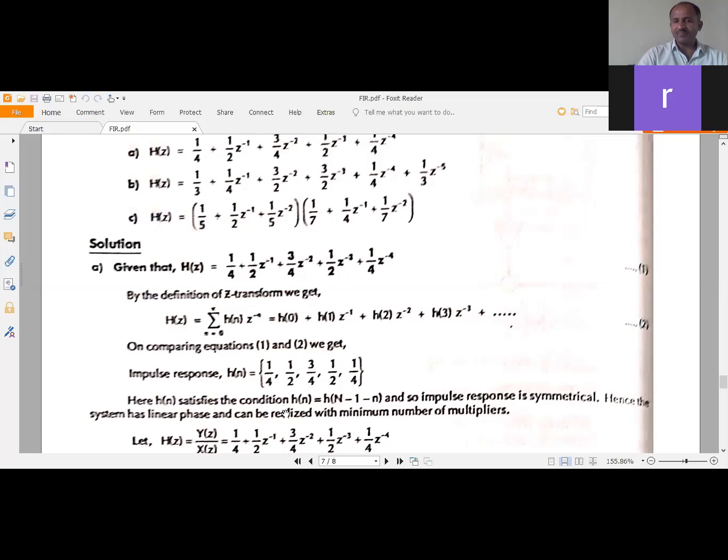And similarly, h of 1 is equal to h of 3. So this is the center of symmetry. This 3 by 4 is the center of symmetry, that is h of 2, which is equal to h of 2. So this is the center of symmetry. You have to substitute here capital N as 5, small n varies between 0 to 4. Accordingly, we can substitute, and obviously it satisfies the condition of symmetry.